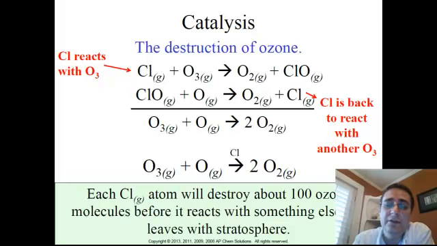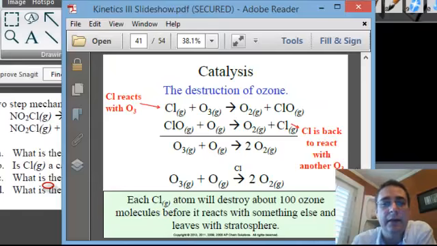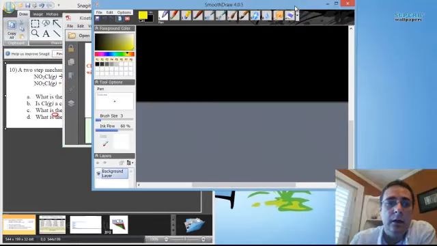And you can see the issue here is that this will happen about 100 times before chlorine ends up reacting with something else to use it up. So chlorofluorocarbons are a big issue because they have a really long half-life before they get used up in the atmosphere. And while they're up there, they're sitting there catalyzing the destruction of ozone, which is why we have a big hole in our ozone layer in Antarctica. So, okay.